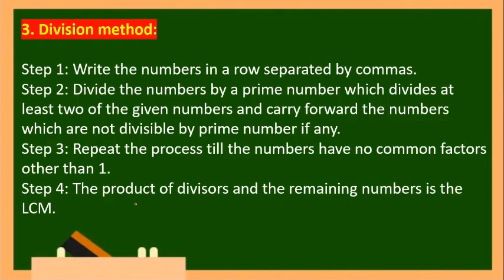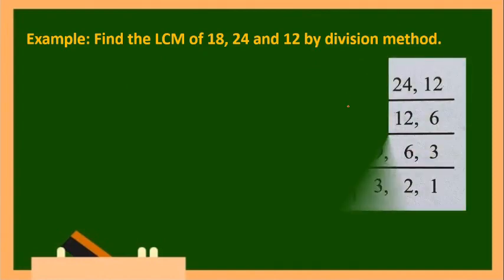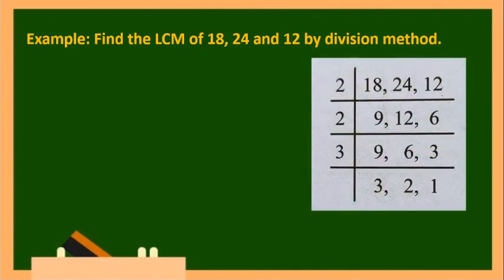Let us understand by an example so that we can understand clearly. Find the LCM of 18, 24 and 12 by division method. First step is we should write the three numbers in a row separated by commas. Let's take the prime number 2. Now let us divide: 2 9s are 18, 2 12s are 24, 2 6s are 12. So all the three numbers are divided.